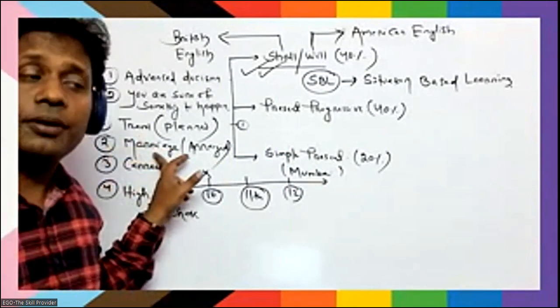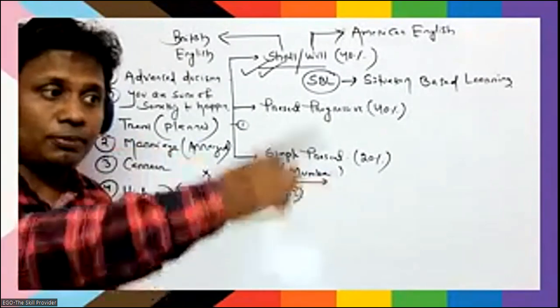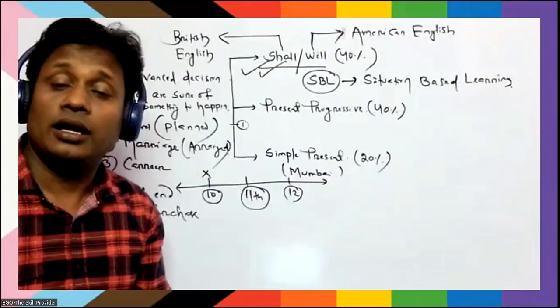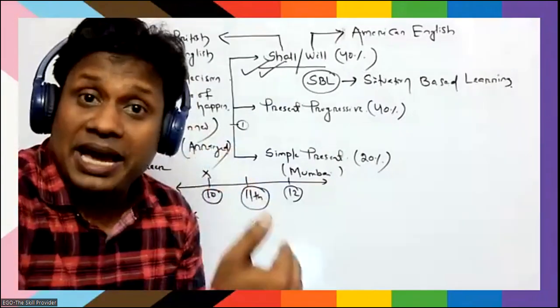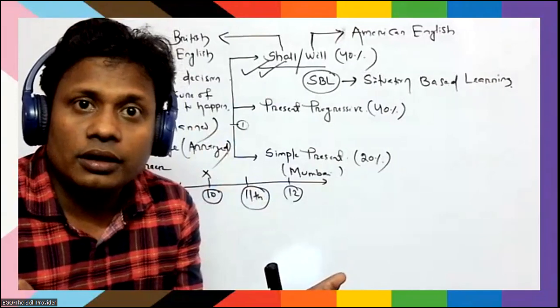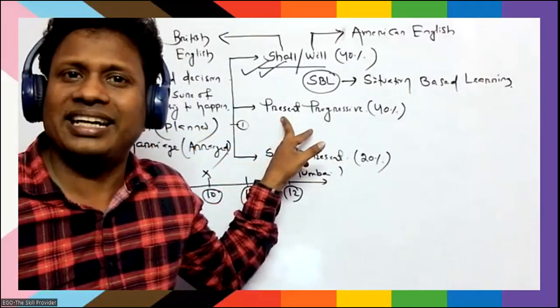Marriage, my sister, my brother, or I am getting married. Suppose I tell you, sir, my marriage is on the 28th, you all will come. Dear all, I am getting married. I am getting married, not I will marry. Because it is a decision. It's a decision you have already taken.